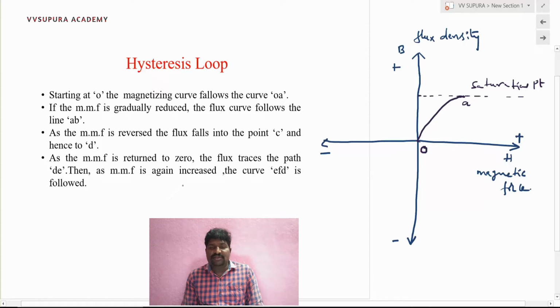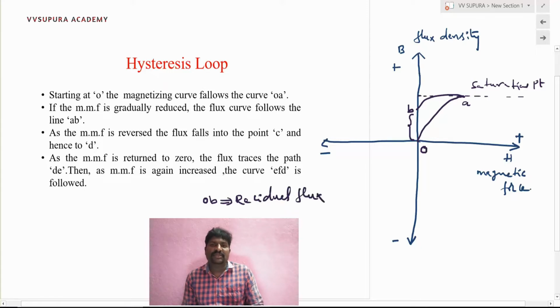If I want to make that flux density zero, I have to reduce the magnetic force. If I reduce the magnetic force, the magnetic flux density is also reduced, and the curve traces the path AB. Even if you apply zero magnetic force, the magnetic flux density is not zero. The reason is that magnetic material has a tendency to store some magnetic flux. That magnitude OB is called residual flux. Residual flux means that even with zero magnetic force, the material still has some magnetic flux density. It is not zero.